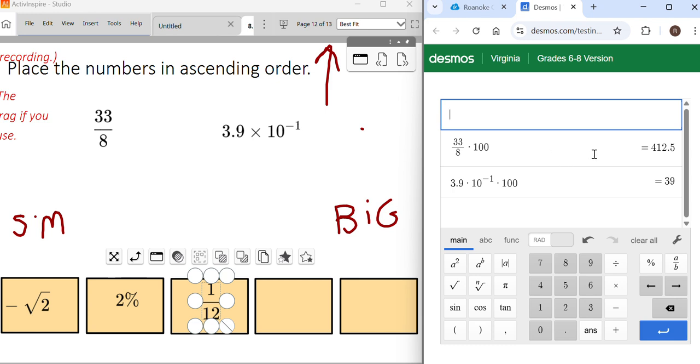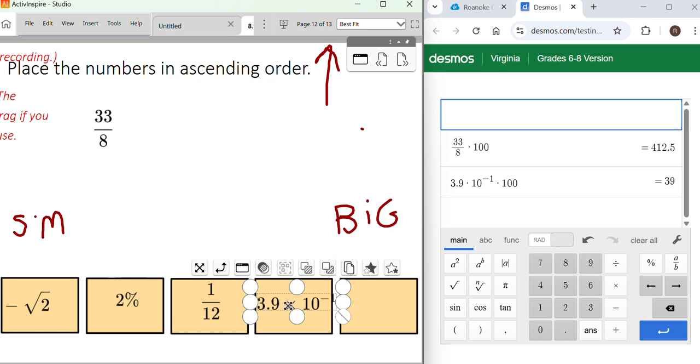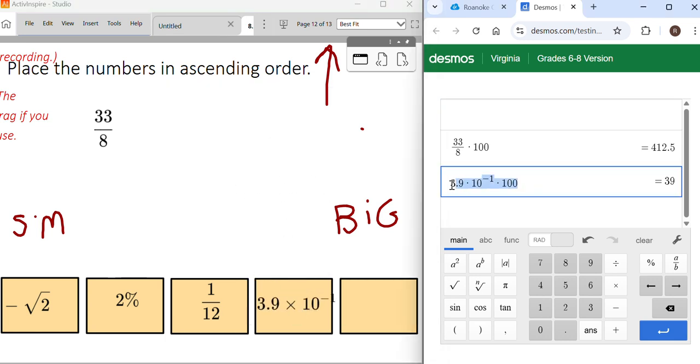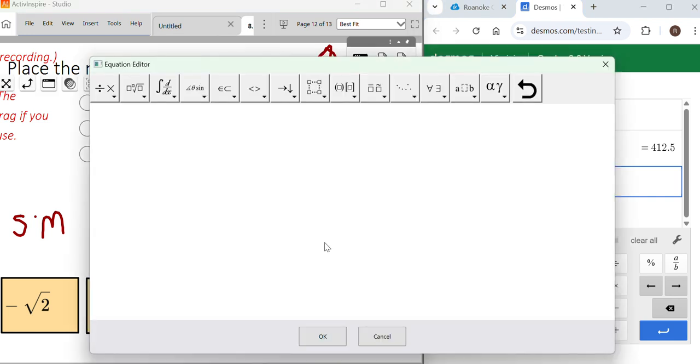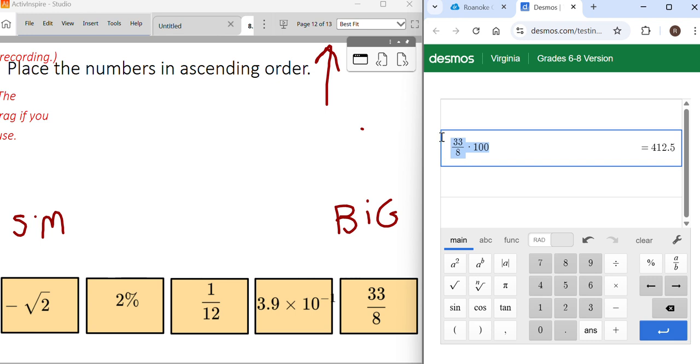So now we have 2 left, 412.5% and 39%. 39% is definitely smaller, and then we will delete that. And finally, we have the biggest number, which is 33 over 8. And that's how you put things in order. And just be really careful, and you can do this every single time.